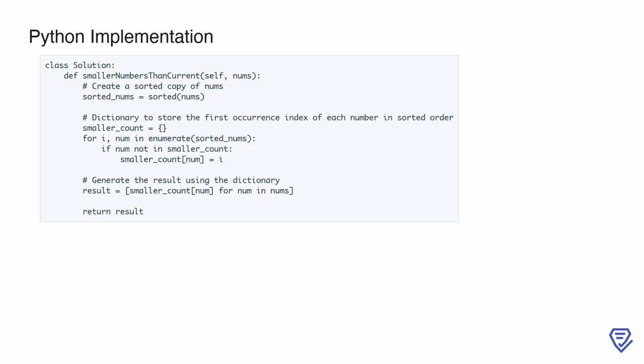Efficiency. The sorting step is O(n log n), and the dictionary creation is O(n), since each element is processed once. The final list comprehension is also O(n). Overall, the time complexity of the solution is O(n log n), which is efficient and scales well for large inputs. This implementation is clean, concise, and avoids redundant computations, ensuring optimal performance.